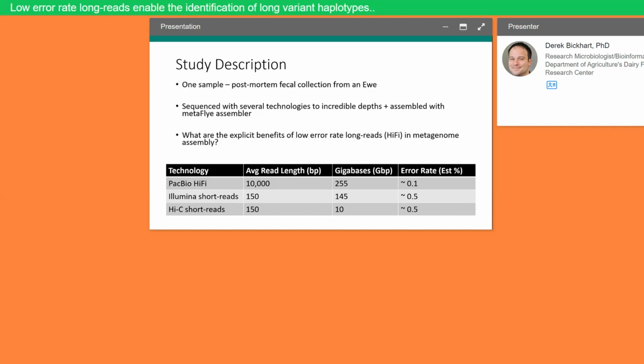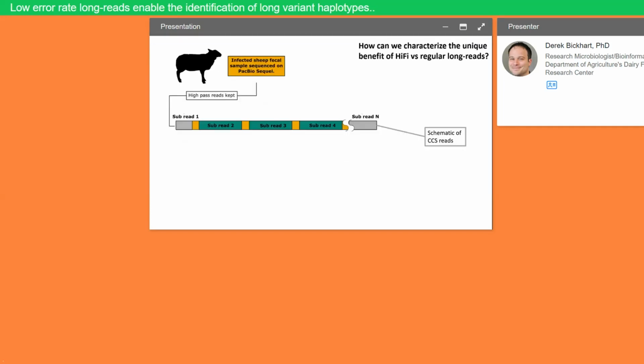And we wanted to ask, what are the explicit benefits of these low error rate long reads in metagenome assembly? Can they overcome the challenges that we've identified? And we wanted to do an apples to apples comparison because we realized we can't really compare the unique benefits of low error rate if we take different samples and sequence them using different technologies. So I think we found a clever way around this to provide that apples to apples comparison.